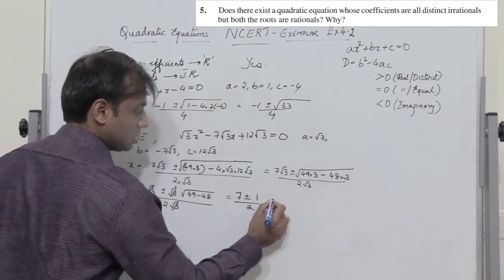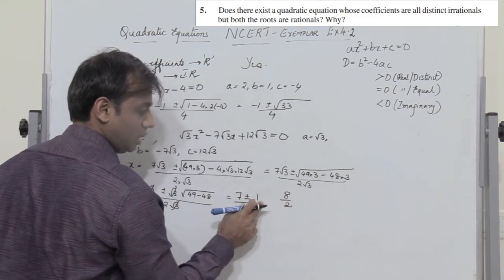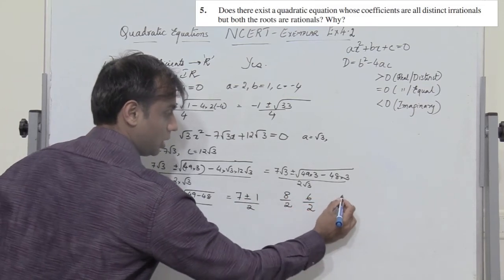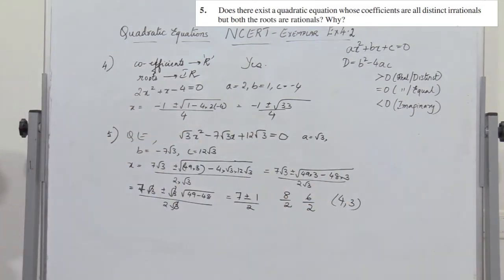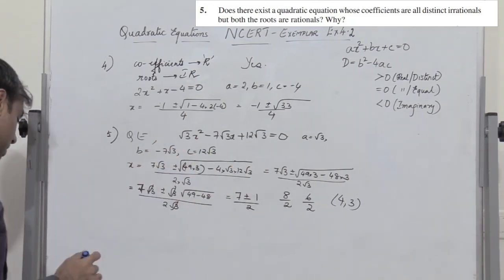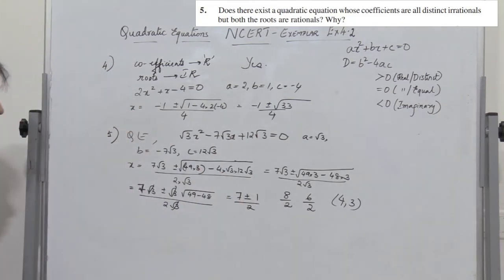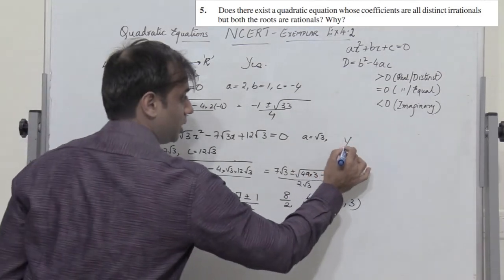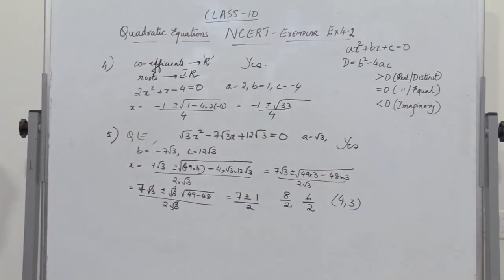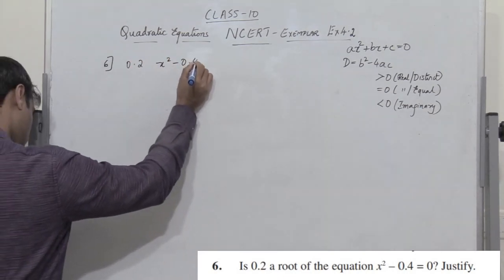So you get 7 plus 1. So the roots are 8 by 2, and 7 minus 1 is 6 by 2. So you get 4 comma 3. So 4 comma 3 are the roots of the quadratic equation. So is it possible that you have a quadratic equation whose coefficients are all distinct irrational but then the roots are rational? Yes, of course. So here in this case the roots are 4 and 3. So is there a possibility? The answer is yes. Sixth one, 0.2 is a root of x square minus 0.4 equal to 0.